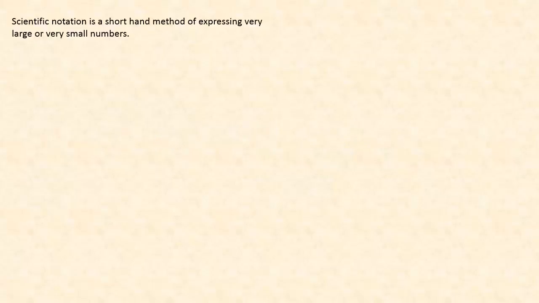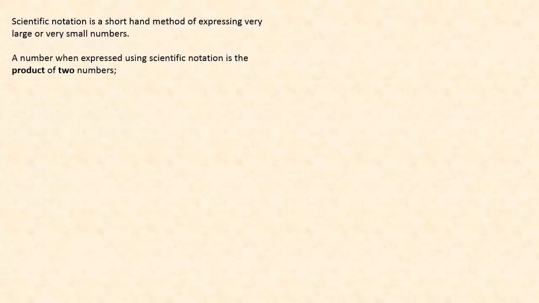Scientific notation. Scientific notation is a shorthand method of expressing very large or very small numbers. A number when expressed using scientific notation is the product of two numbers. Product, remember, means we multiply.